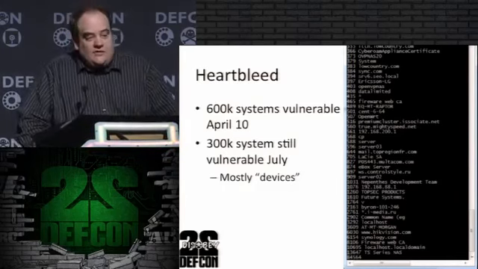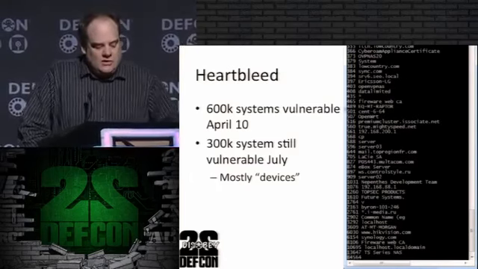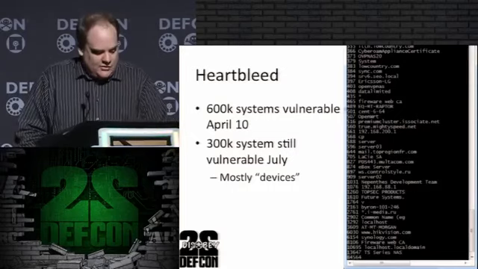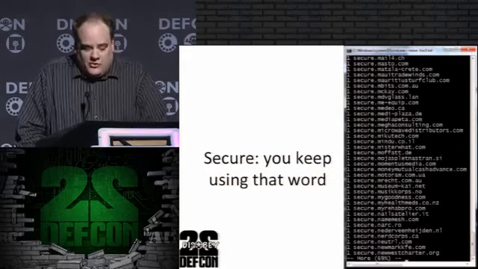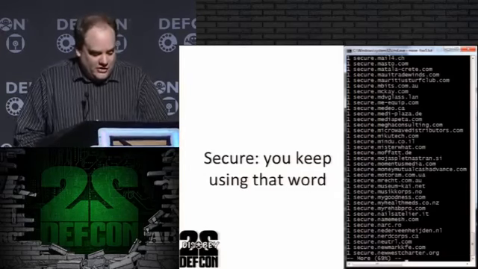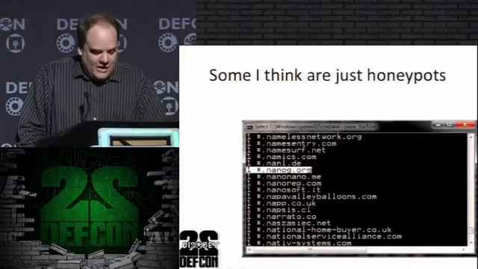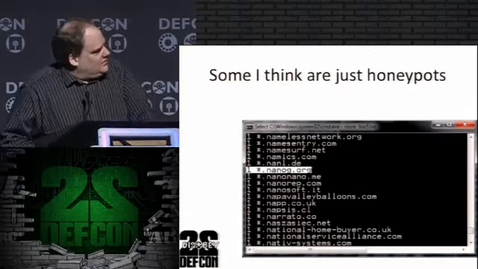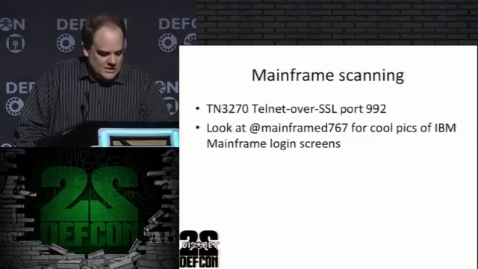So there are all these devices out there that are vulnerable that you would never find if you come in via the DNS name, that you'd only find by scanning the IP addresses. But there are some websites that are vulnerable, like one long list that starts with secure dot some domain. Some I think are honeypots, like NANOG, which is the North American Network Operators Group.